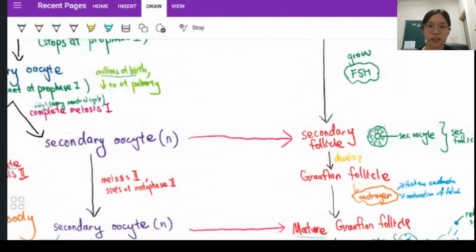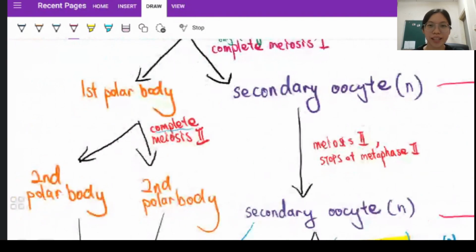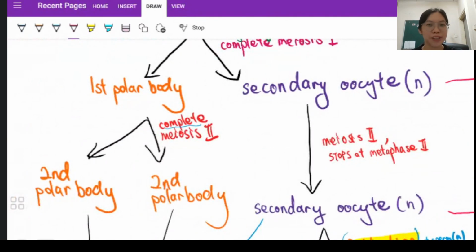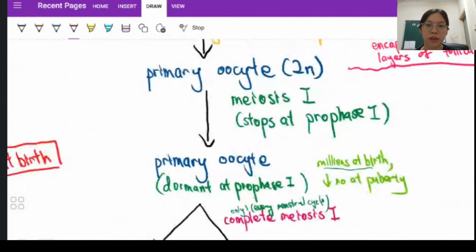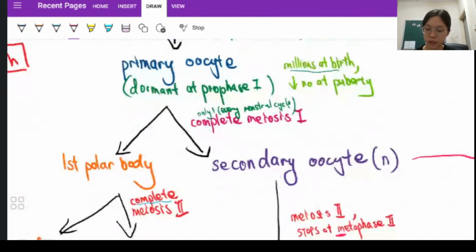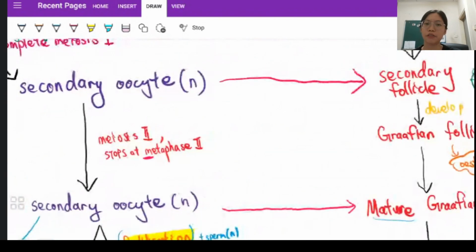Alright, now this continues with the first polar body right here. It's very fast. It just completes meiosis two to form two second polar bodies. But the secondary oocyte will undergo meiosis two, but not complete it yet. It stops at metaphase two. Just now, meiosis one stopped at prophase one. But this secondary oocyte, when undergoing meiosis two, stops at metaphase two.